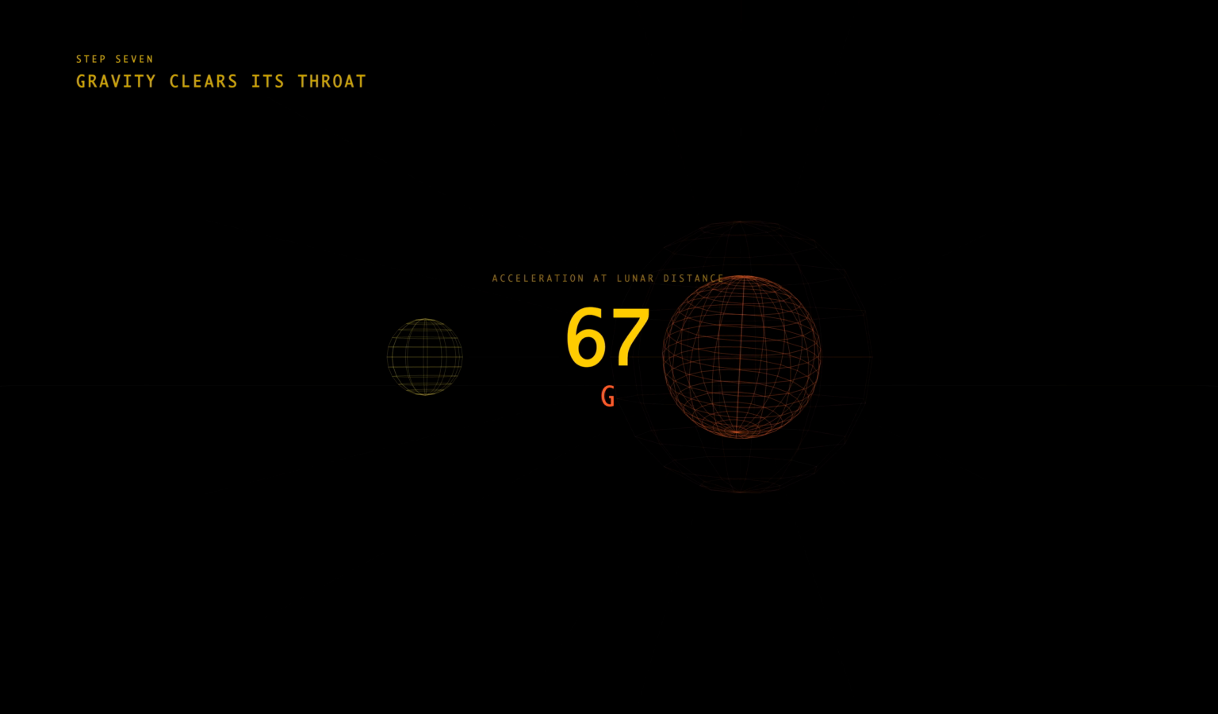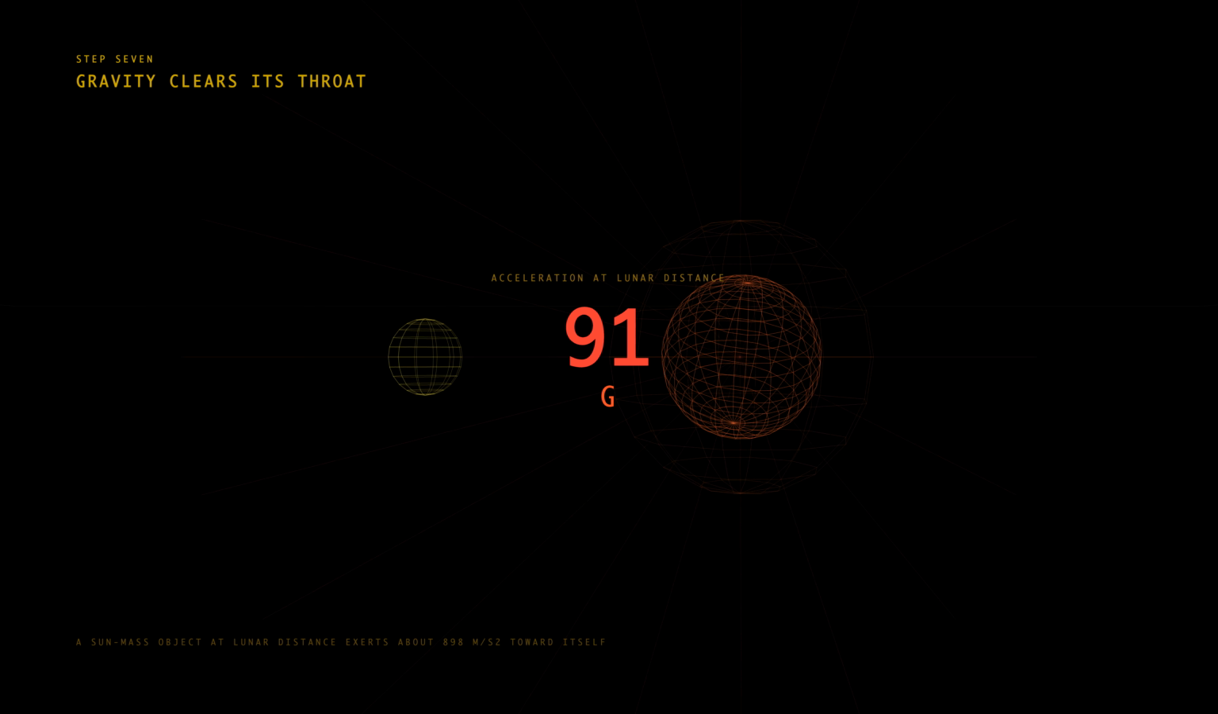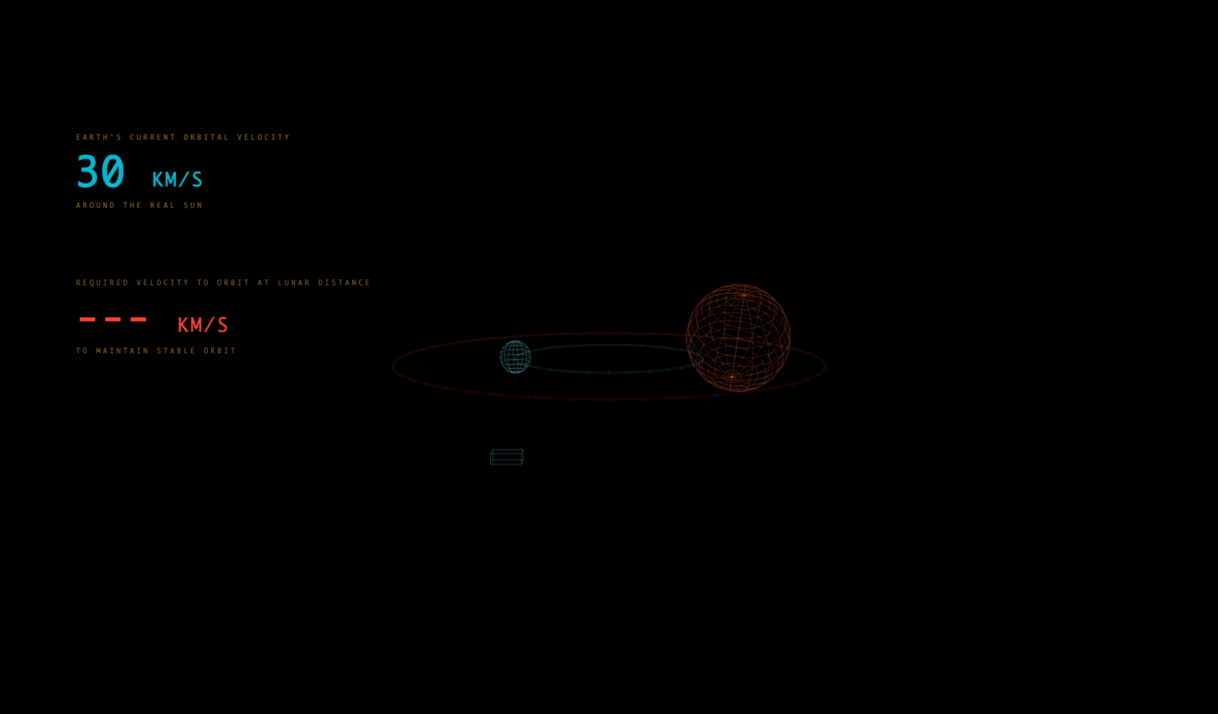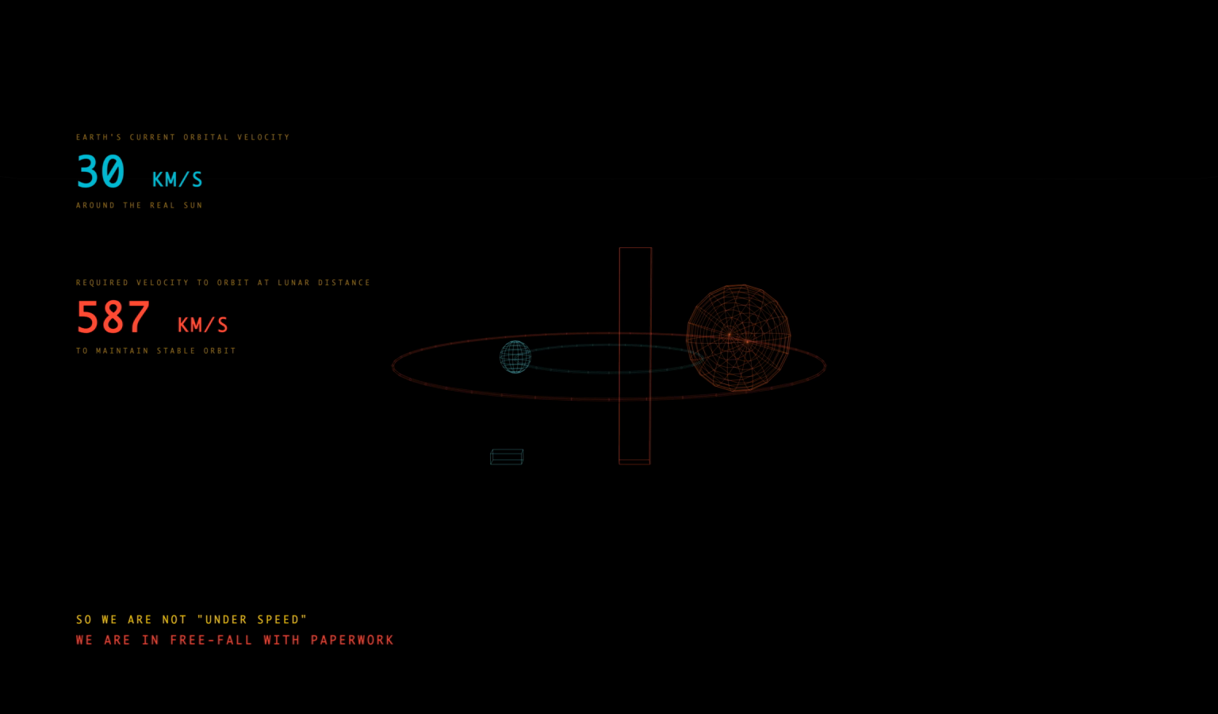A sun-mass object at lunar distance exerts about 898 meters per second squared toward itself. That is roughly 91 g. Earth's current orbital velocity around the real sun is about 30 kilometers per second. To orbit a sun-mass body at lunar distance, Earth would need roughly 587 kilometers per second sideways. So we are not under speed. We are in free fall with paperwork.